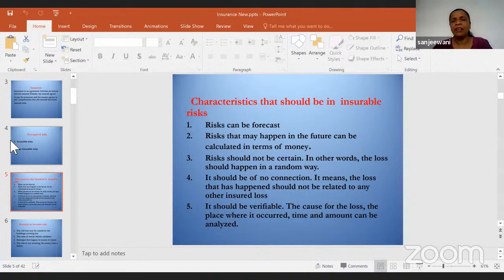Okay, so that there will be different. Then it should be of no connection. You can't say that there is a connection, right? So what do you mean by that? The loss that happened should not be related to any other insured loss. There should be no connection, and it should be verifiable, right? So that means the cause for the loss, the place where it occurred, and the time, and the amount can be analyzed. So these are the characteristics that should be there in insurable risks, right?